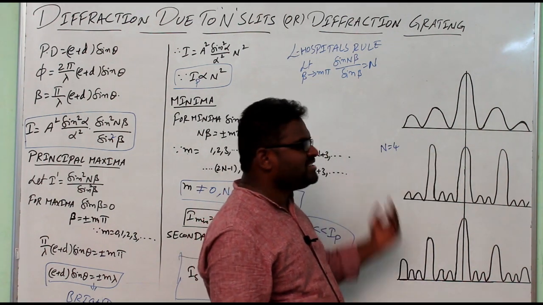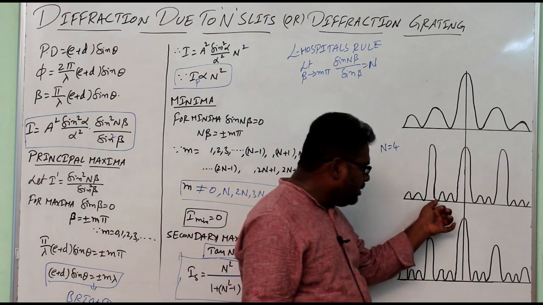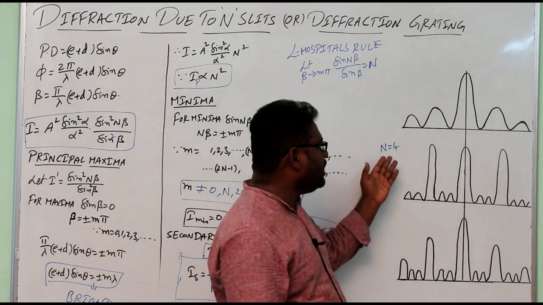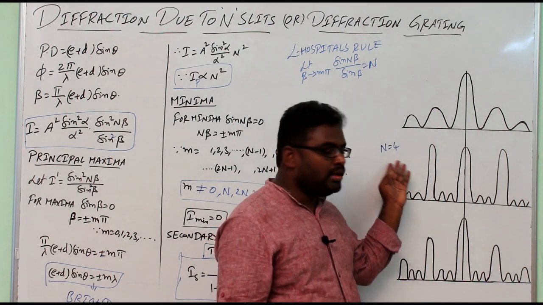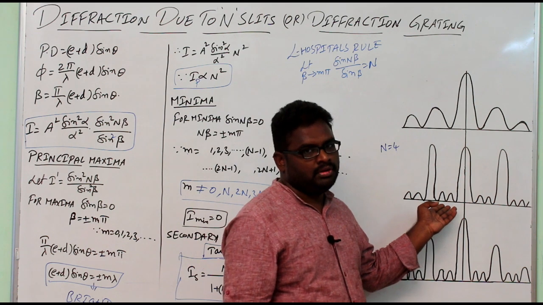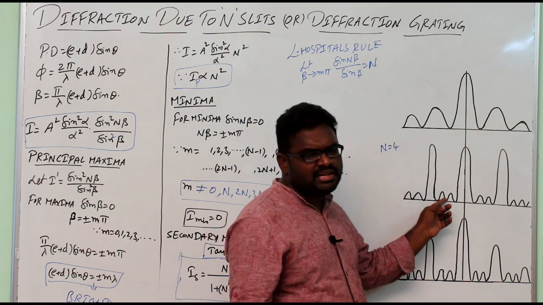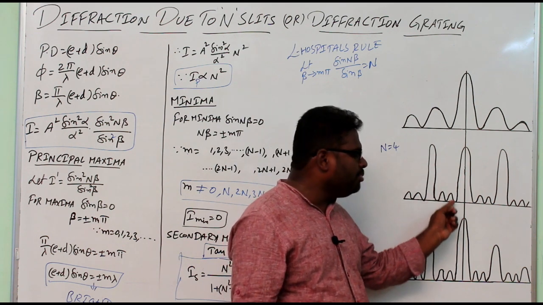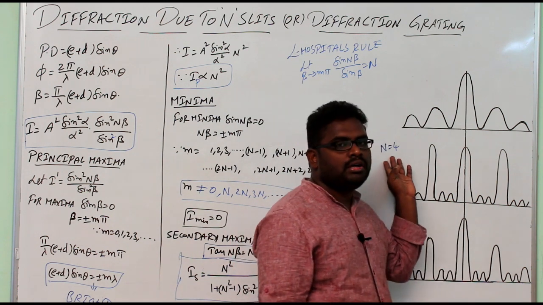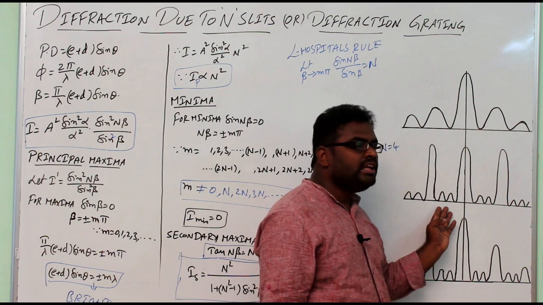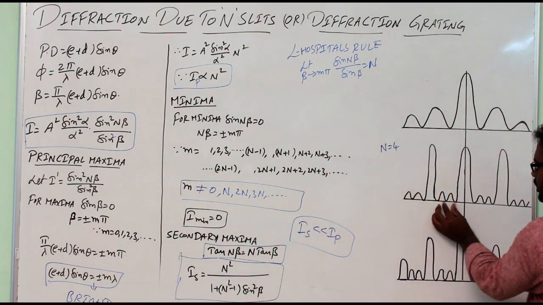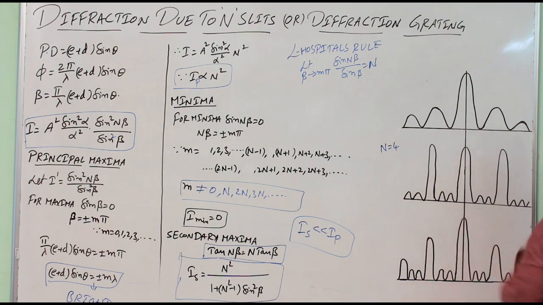Suppose N values keep on increasing, then minimas domination will be there, more minimas will be there. Suppose there are 1000 slits, there are 999 minimas. Since the intensity of secondary maxima is less, mostly it will appear dark. Suppose there are 30,000 slits, then 29,999 minimas will be there. So automatically it becomes dark, and only principal maximas will occur.